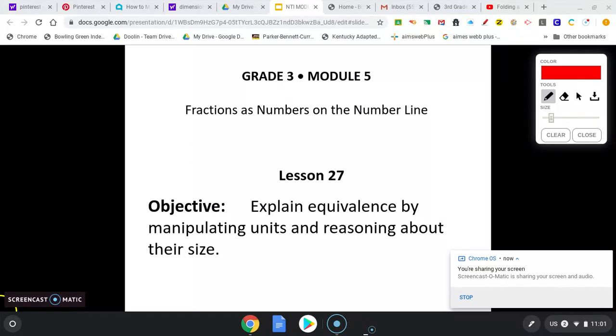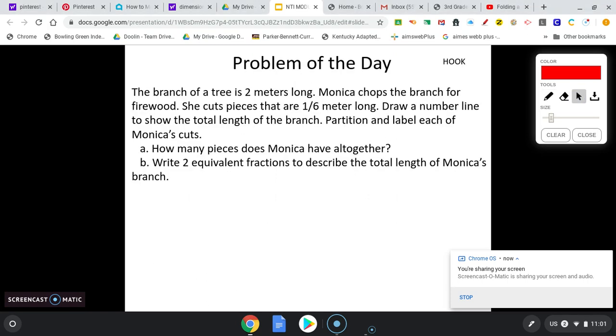Hey, my third grade mathematicians. Today we're going to continue to work on fractions. We are going to explain equivalence by manipulating units and reasoning about their size. So let's start with our problem of the day.